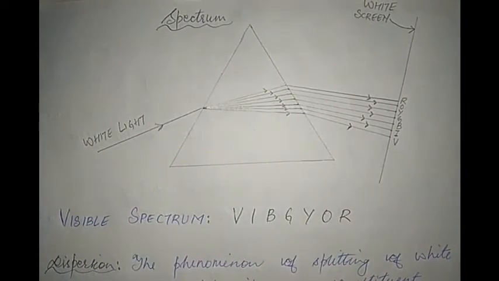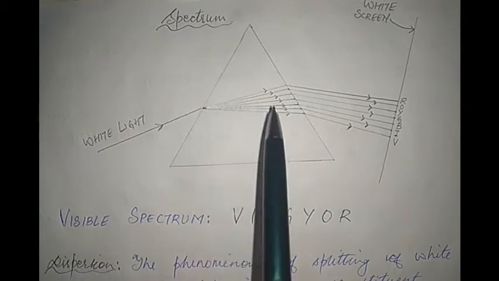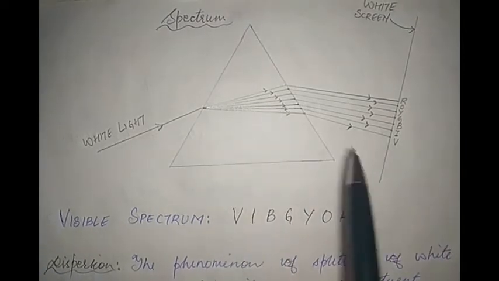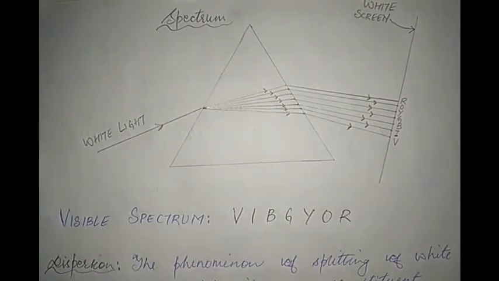And we already know this phenomenon of splitting up of white light into its 7 constituent colors is what is called dispersion of light. And the band of 7 different colors is what is called the spectrum. More precisely, the visible spectrum.